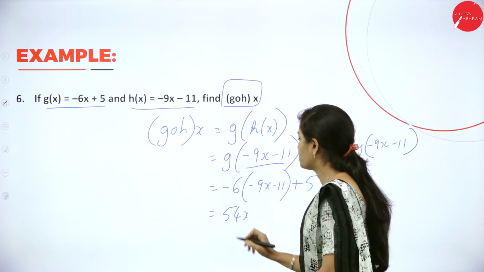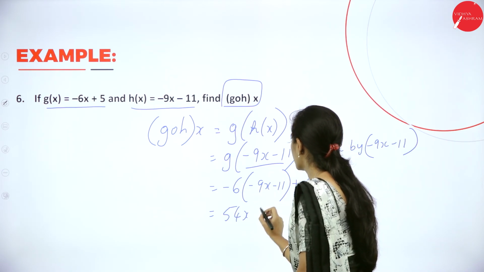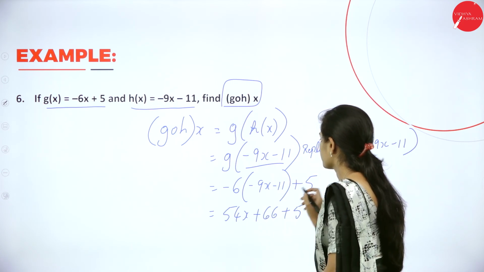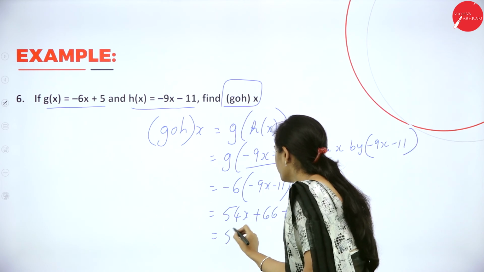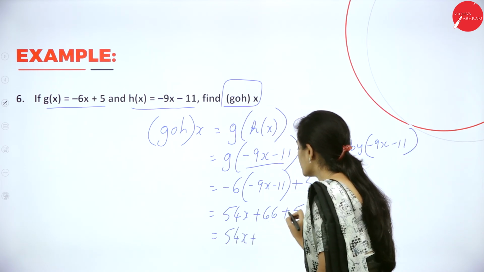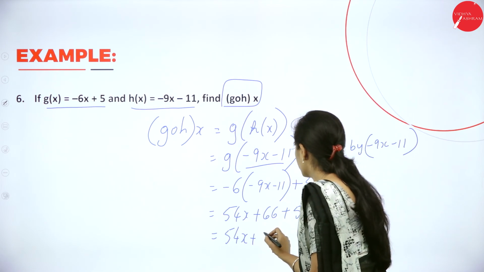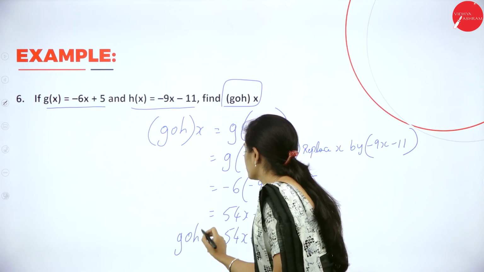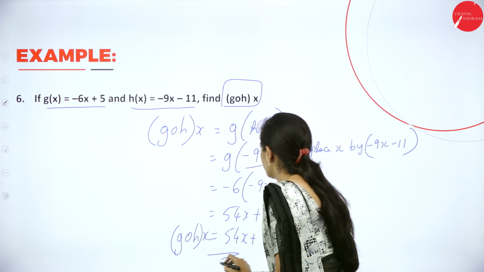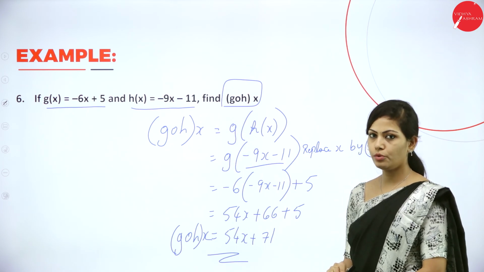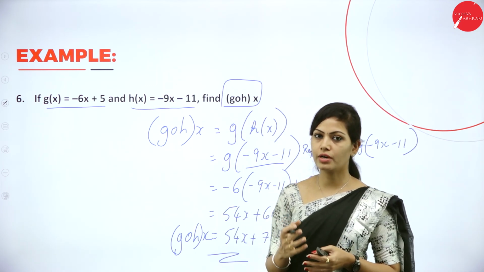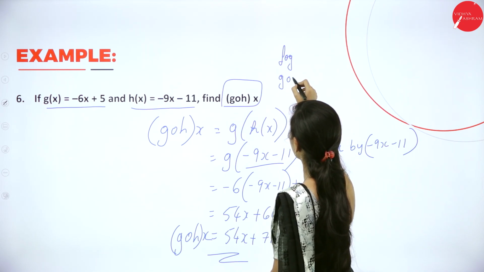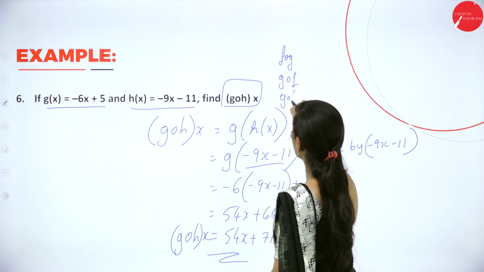−6 times −9x: minus into minus is plus, 6 nines are 54x. And minus into minus plus, 6 times 11 is 66, plus 5. And again 54x, 66 plus 5. 66 plus 5 is 71. So this is your g of h of x: 54x + 71.